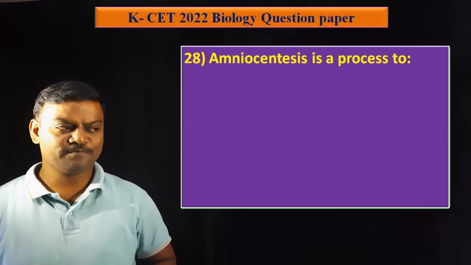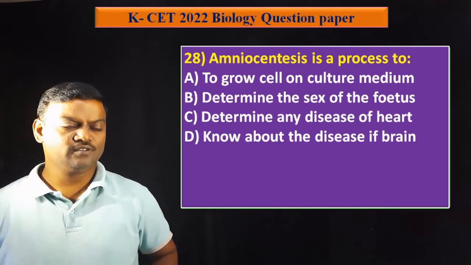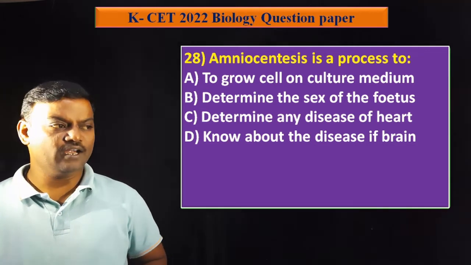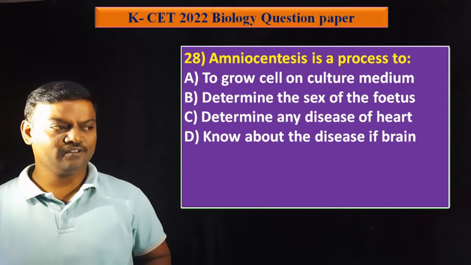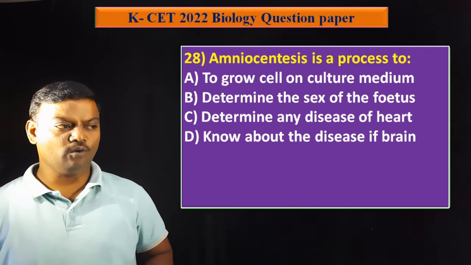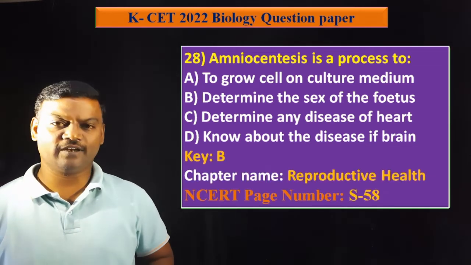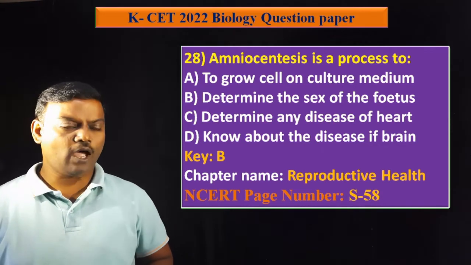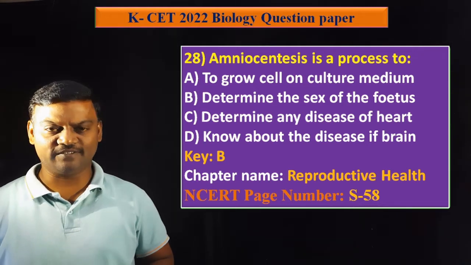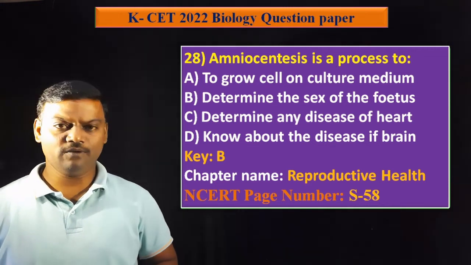Question number 28. Amniocentesis is a process. It helps in: option A, to grow cells on culture medium; option B, determine the sex of the fetus; option C, determine any disease of the heart; option D, know about the disease of the brain. The correct answer is option B. Amniocentesis is a technique that helps to determine the sex of the fetus. It is a question from Reproductive Health, NCERT, page number 58.